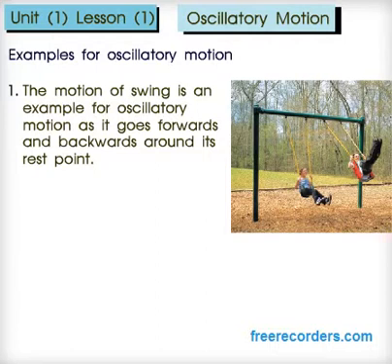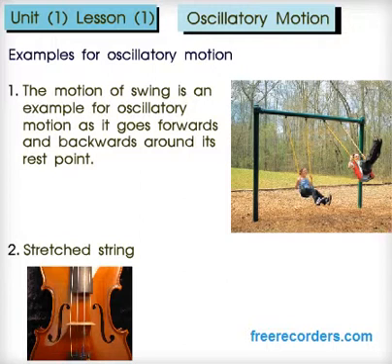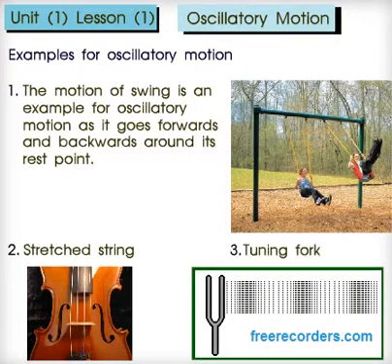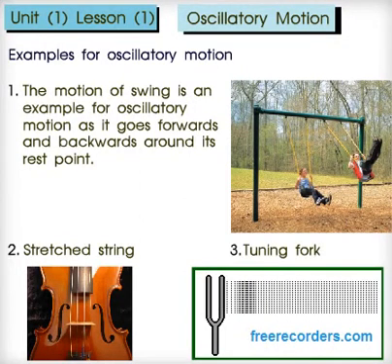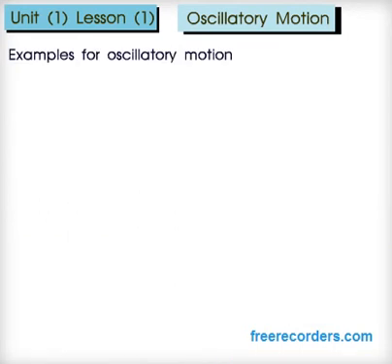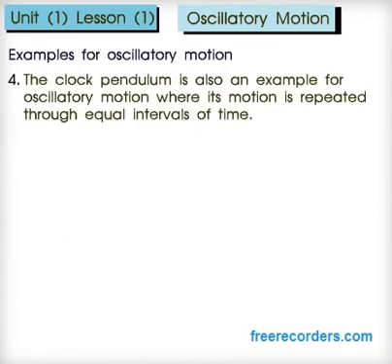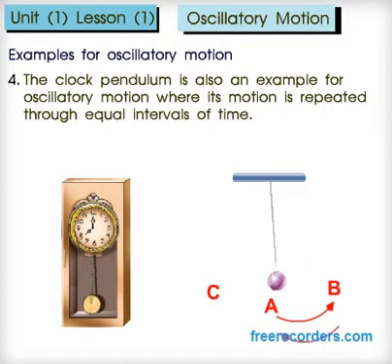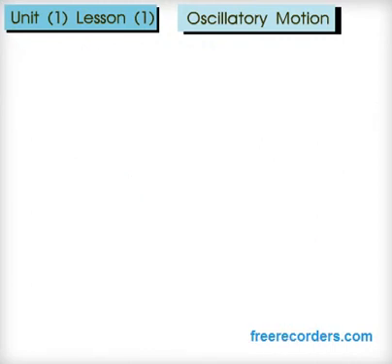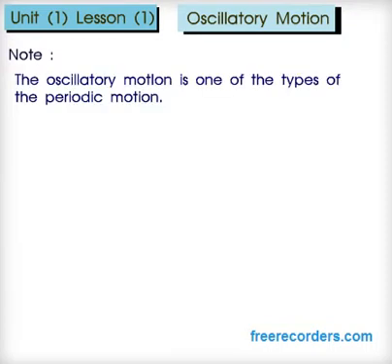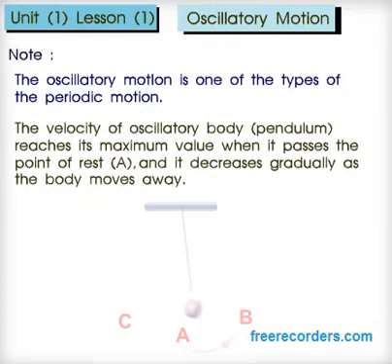Examples for oscillatory motion. Number 1. The motion of swing is an example for oscillatory motion as it goes forward and backwards around its rest point. Number 2. Stretching a string. Number 3. Tuning fork. Number 4. The clock pendulum is also an example for oscillatory motion, where its motion is repeated through equal intervals of time.